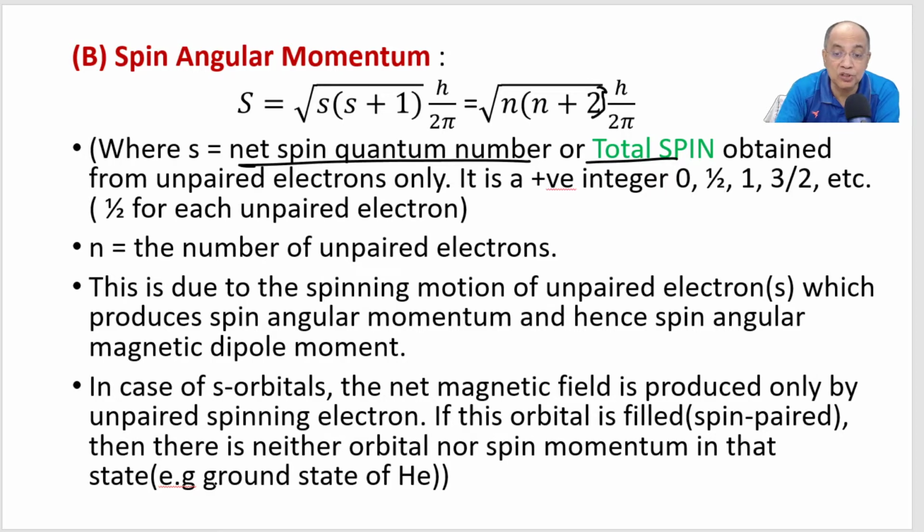For example, the ground state of helium. Helium has 2 electrons, 1s2. It's paired. I'm talking about the ground state, not its emission spectrum, the ground state. So it is a paired one.